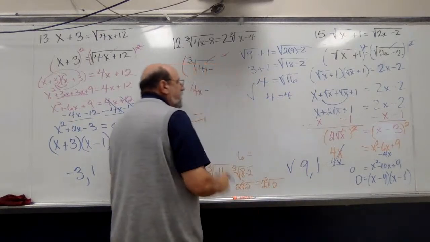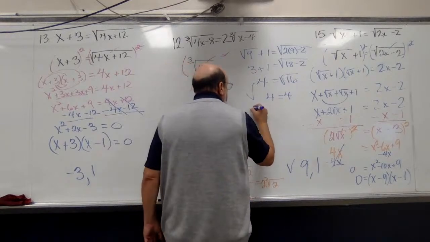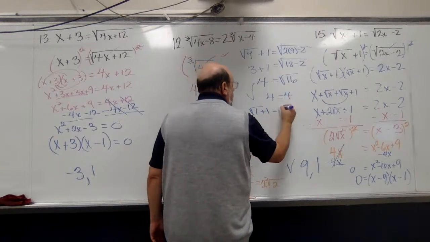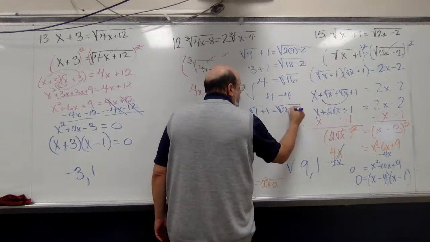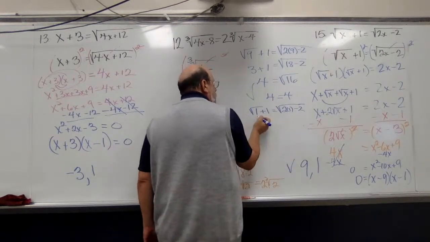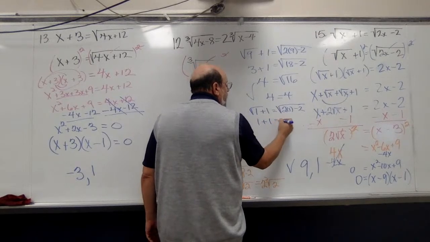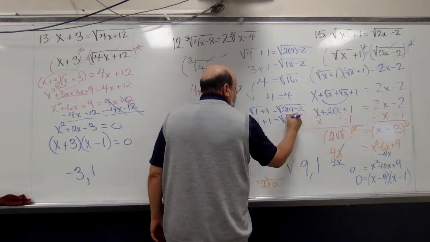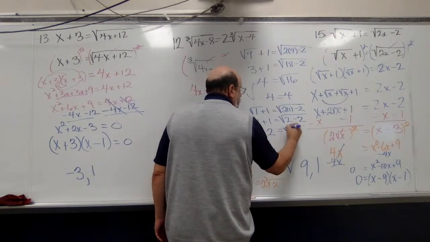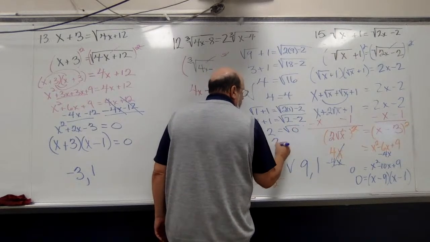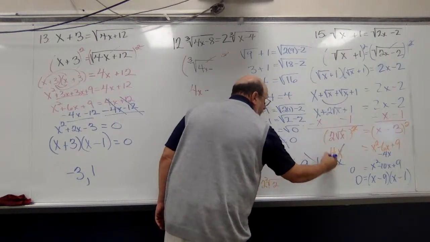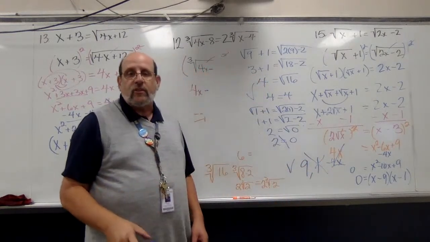9 is good. Let's try it with 1. The square root of 1 plus 1 is equal to the square root of 2 times 1 minus 2. All right, the square root of 1 is 1. 1 plus 1 equals the square root of 2 minus 2. 2 equals the square root of 0. Note, 2 does not equal 0. Therefore, that 1 is an extraneous answer.